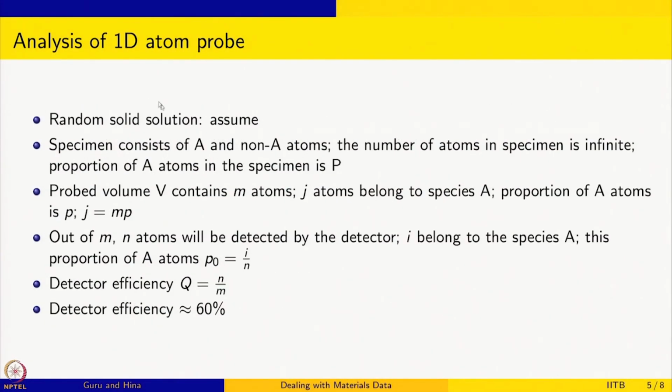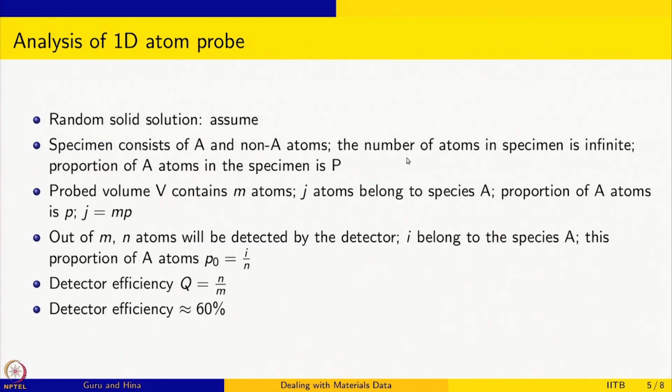So, let us do the analysis. How do we do that? Like I said, we are assuming that it is a random solid solution, and we are assuming that the specimen consists of A atoms and non-A atoms. We are also assuming that the number of atoms in the specimen is infinite. This assumption of infinite will keep coming. What we mean is that compared to the number of atoms that we are taking out, the total number of atoms that are there in the specimen is very large. That is one way of understanding this infinity.